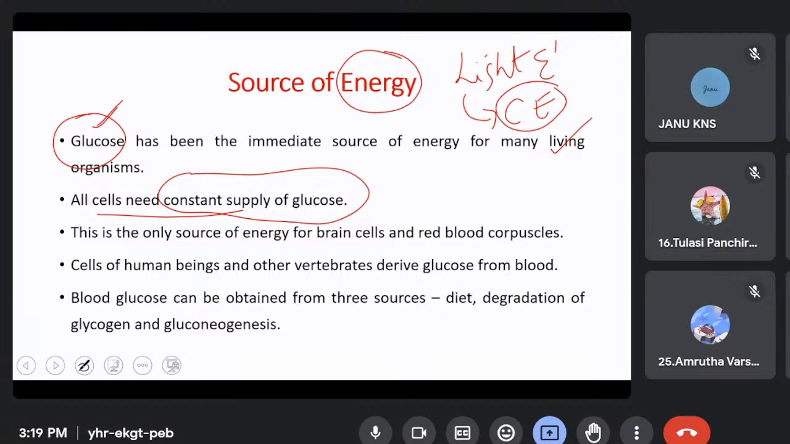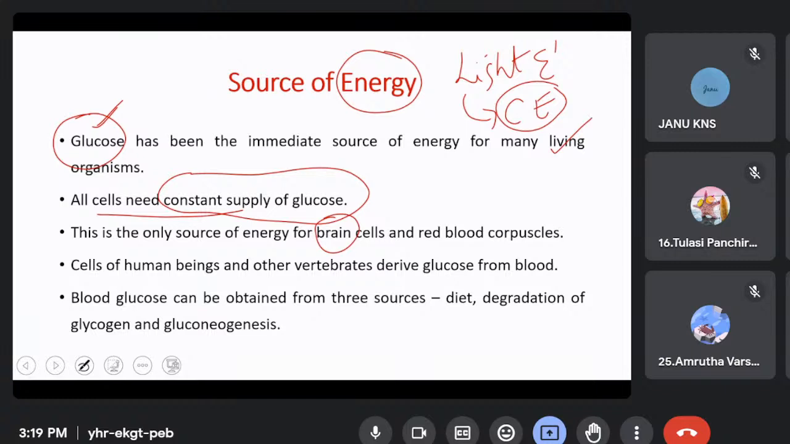So for energy production, what happens? The cells require glucose continuously. And coming to the two important cells, one is the RBC, which carries oxygen and carbon dioxide during respiration. The other is the cells of the brain. For these two cells, glucose is the only source. They do not depend on other sources of energy. They cannot utilize fats. Fats are also another source of energy, but they cannot utilize them. That means if the brain needs energy, you have to supply only glucose, isn't it?